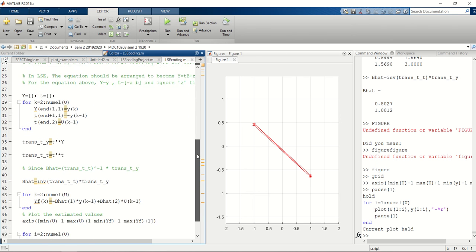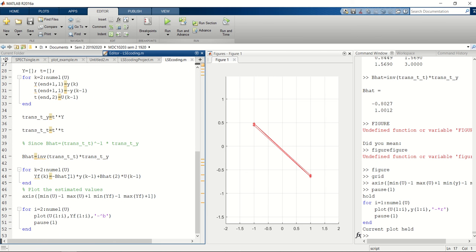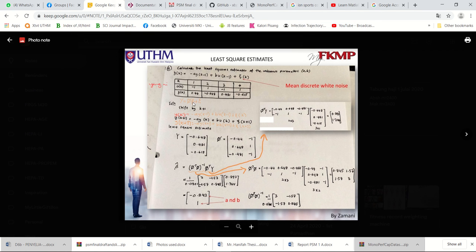What about the results? We already have the value of b hat just now. We have the values of a and b. So from our equation, we already have the general equation, but now we have the values of a and b. When we put the value of u here and also the value of y from here, this equation is completed already. So we can plot it, right?